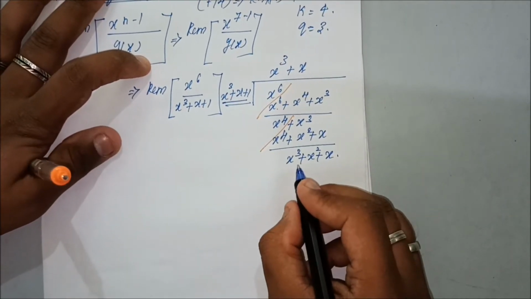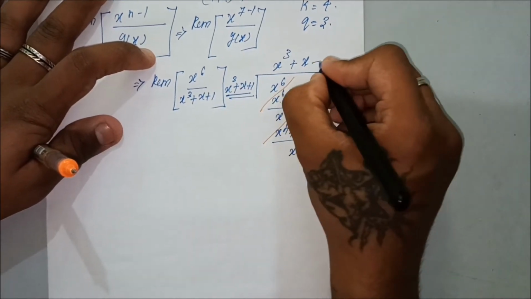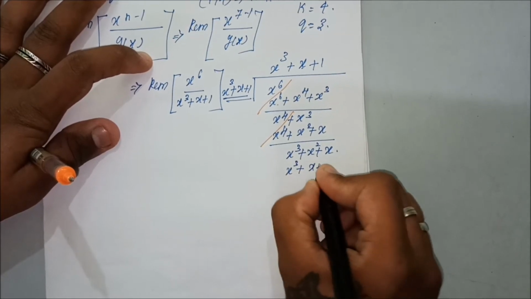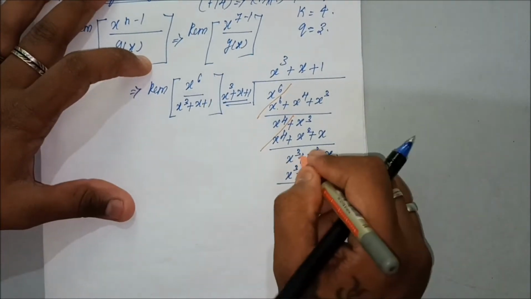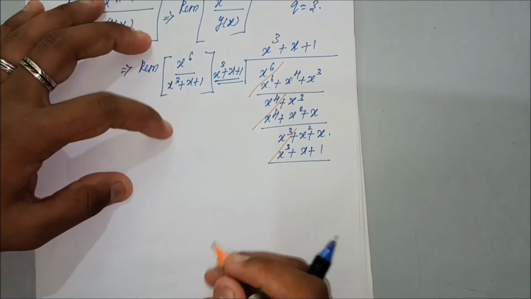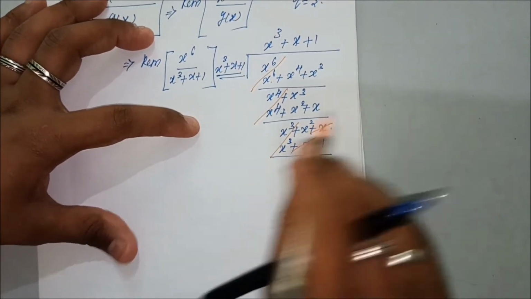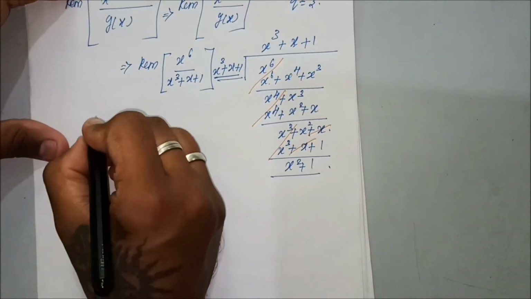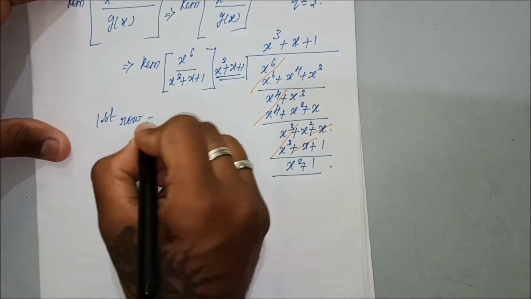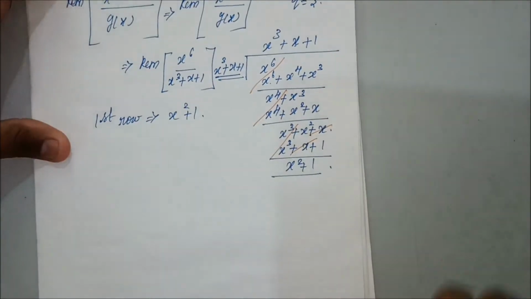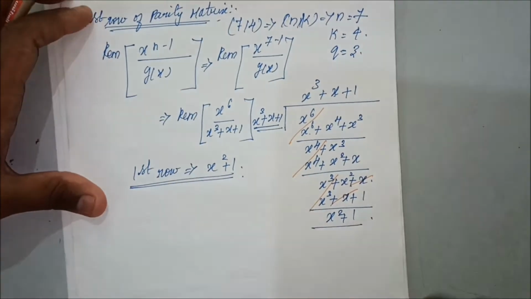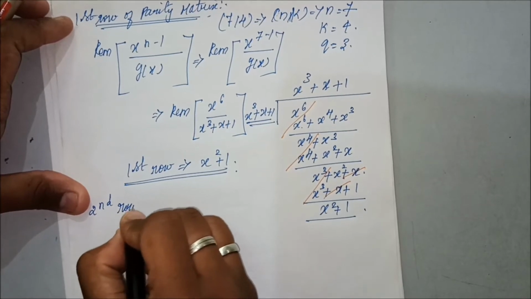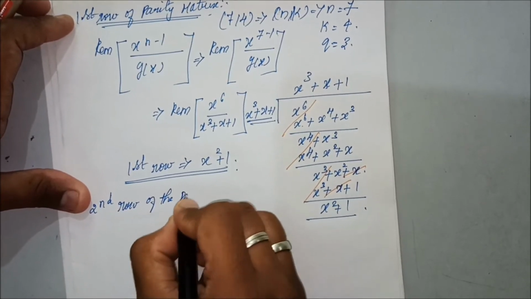Okay, so I want to get this value. If I multiply this equation with 1, I will get x^3 over here, so it is x^3 + x + 1. If I cancel this x^3 and x^3, and this x and this x will also get cancelled, I will get x^2 + 1 as the value. So the first row value is equal to x^2 + 1. So far we have found the value for the first row. Next we are going to calculate the value for the second row of the parity matrix.